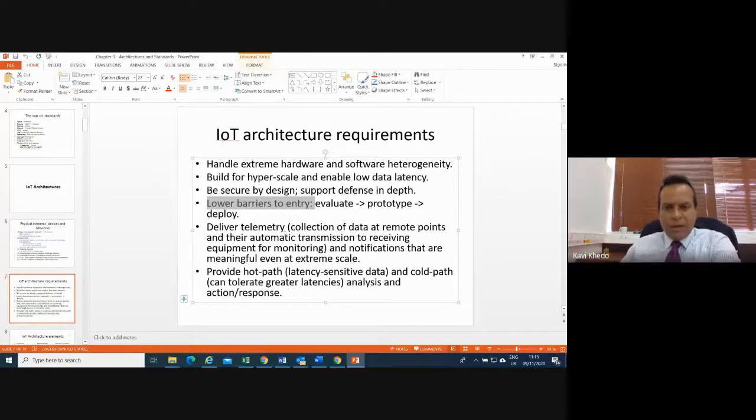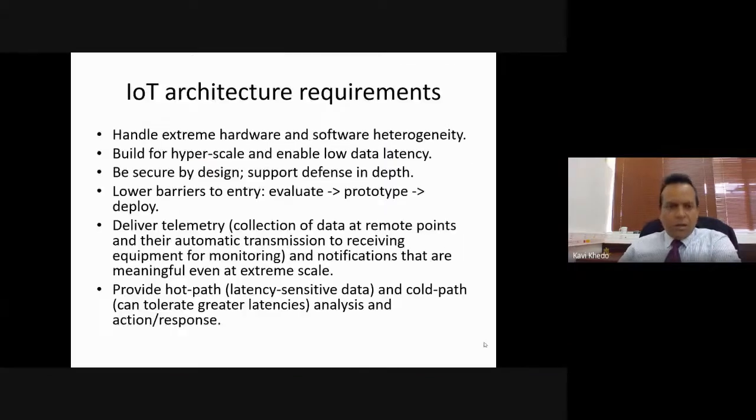Okay, let's continue. We had a number of good discussions here. So deliver telemetry. Telemetry means remote measurements, information, collection of data at remote points, and the automatic transmission to receiving equipment. It should not be that someone is doing it manually. Automatically, data is being read somewhere, transmitted, and notifications that are meaningful even at extreme scale. Extreme scale, I think now you understand what I mean by extreme scale. That is, even if we have millions of devices, we are still able to collect the data and transmit the data. Okay, last point, but very important point.